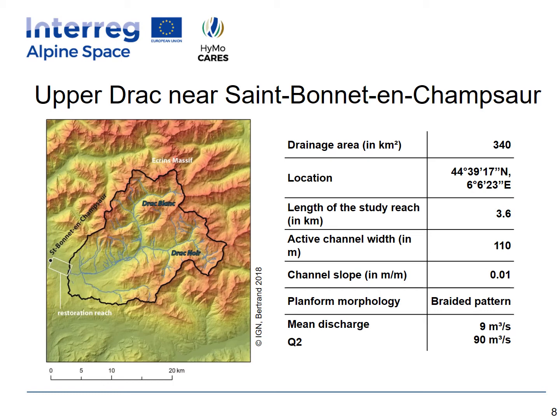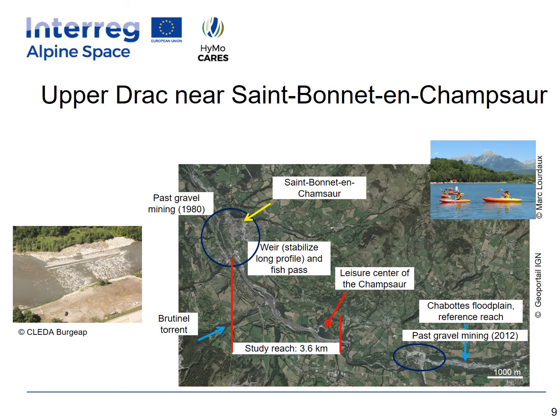The climate is characterized by a mean annual rainfall of 950 mm. The hydrological regime is influenced by a strong spring snowmelt. The study reach extends from the Champsaur Leisure Centre to the village of Saint-Bonnet-en-Champsaur, 3.7 km, in particular to the fish pass along the Drac River, which is presented on the picture on the left.